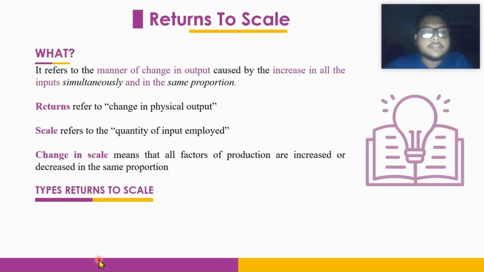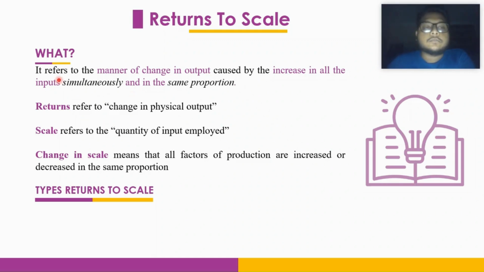Basically it refers to the manner of change in output caused by the increase in all the inputs simultaneously and in the same proportion. It talks about the manner of change in output if we increase the production factors simultaneously and in the same proportion. Means if we double the production factors, or triple them, or make them 4 times, then what will be the manner of output.